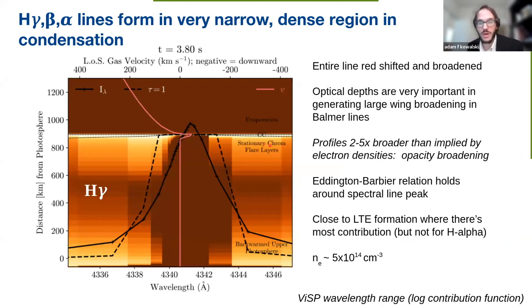I just want to mention really quick that we can analyze our models and figure out where the wings and the core are formed by analyzing the contribution function to the emergent intensity, which I show on the left. So we have height versus wavelength. Most of the line is formed in a very narrow layer in the chromospheric condensation, which is flowing downward and accruing more material. But the broadening here is not just due to the increased charge density in the chromosphere, the Stark effect. It's also due to optical depth effects, which enhance the broadening in these lines.